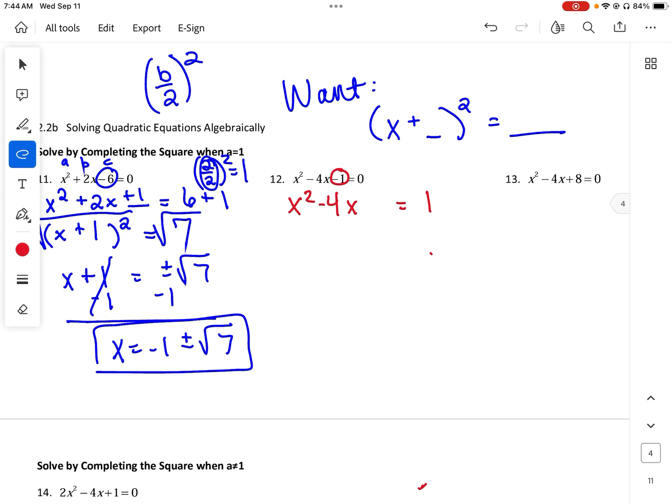So I'm going to do the same thing. B divided by 2 and then square it. Negative 4 divided by 2 and then square it. Negative 4 divided by 2 is negative 2, squared. Negative 2 squared is 4. So I'm going to add 4 to both sides.